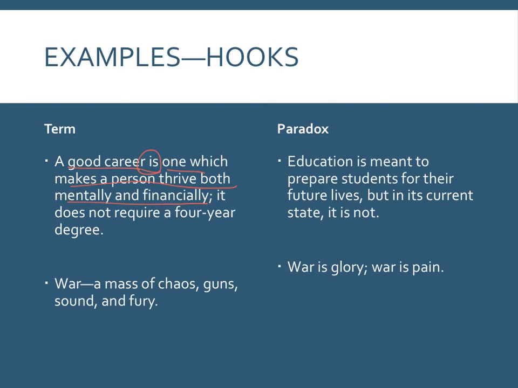And the final one, a paradox, a contradiction. Education is meant to prepare students for their future lives, but in its current state, it is not. So we've got a contradiction between what currently is and what it should be. War is glory, war is pain. Two negatives. It shouldn't be both, and yet it is. Nice lead-in for our poem, especially because it talks about how people say it's so glorious at the end of the poem. So, examples of different types of hooks.